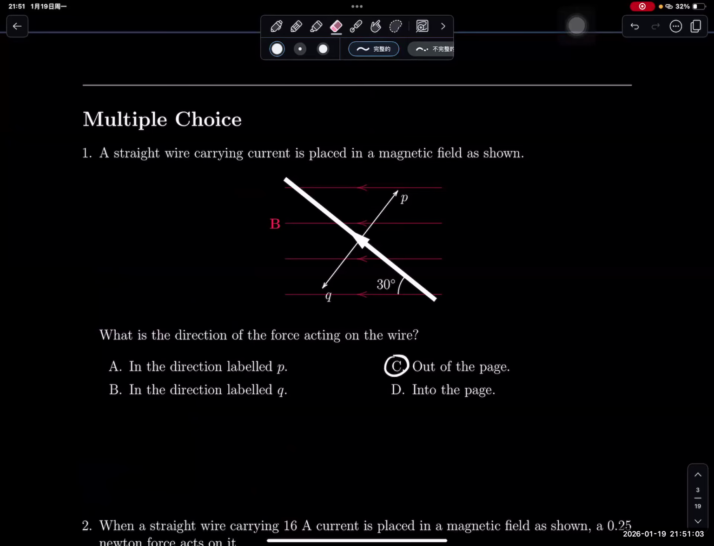So the first question lists a straight wire that is carrying a current and is placed into a magnetic field, shown in the picture below. What is the direction of the force on the wire? Remember that the perpendicular component of the current with the magnetic field is the source of the force. The perpendicular component will be this directional current. So if you use your right hand rule, you will see the force is actually out of the page, right?